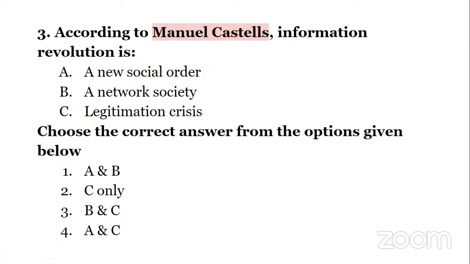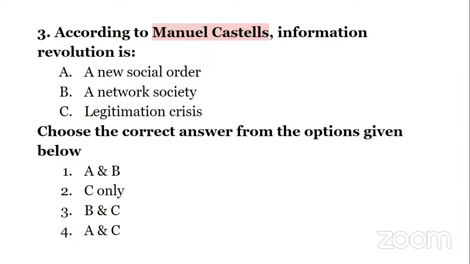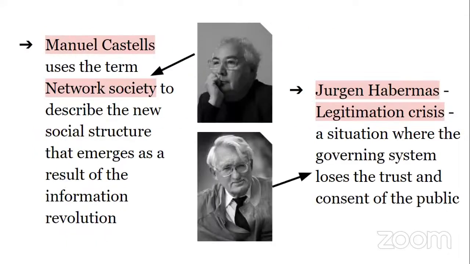Next question. According to Manuel Castells, information revolution is: option A, a new social order; option B, a network society; option C, legitimation crisis. According to Manuel Castells, what is the information revolution? The question is talking about the information revolution. Manuel Castells used the exact term network society to describe the new social structure which is emerging as a result of the information revolution.